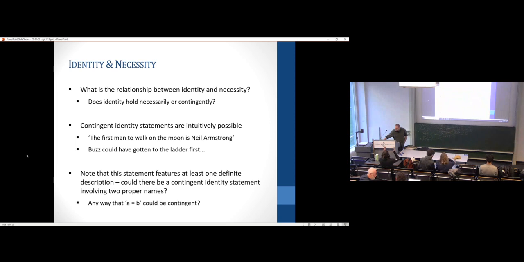So what I want to do for the last bit here is, right, so what we were talking about for the last 50 minutes or so is the relationship between numerical identity and this idea of indiscernibility, right? Similarity. So the final thing I want to talk about is the relationship between identity and necessity.